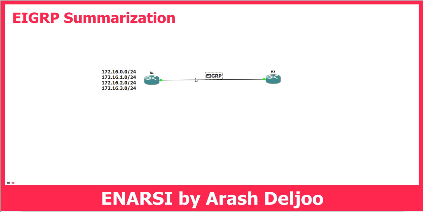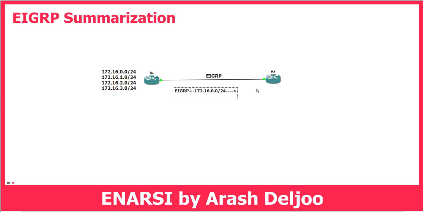You know that, for example, between Router 1 and Router 2, EIGRP or one routing protocol is configured, and Router 1 should send these 4 updates to, for example, Router 2. These 4 networks are available in the routing table of Router 1. Because of that, Router 1 should send these 4 updates to Router 2. For example, assume that we are sending 172.16.0.0/24 to Router 2 with one EIGRP update.